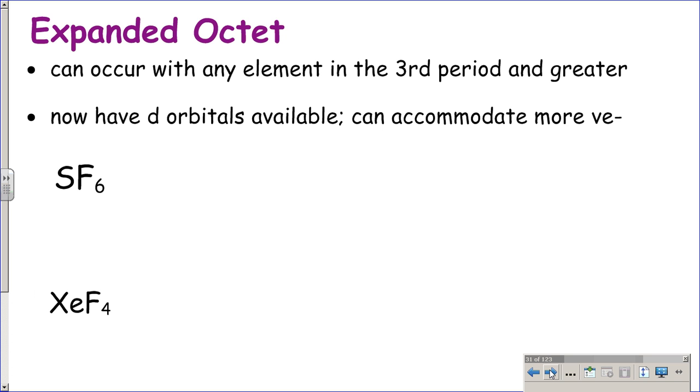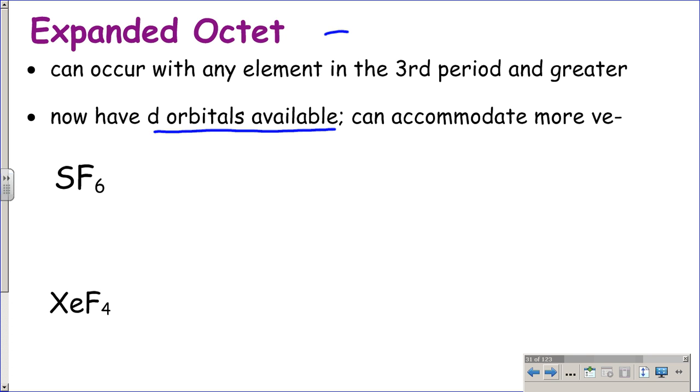Expanded octet, so sulfur hexafluoride. And then xenon tetrafluoride. These are two really, really good examples because, like I said earlier, the expanded octets are going to come from anything with d orbital accessibility.